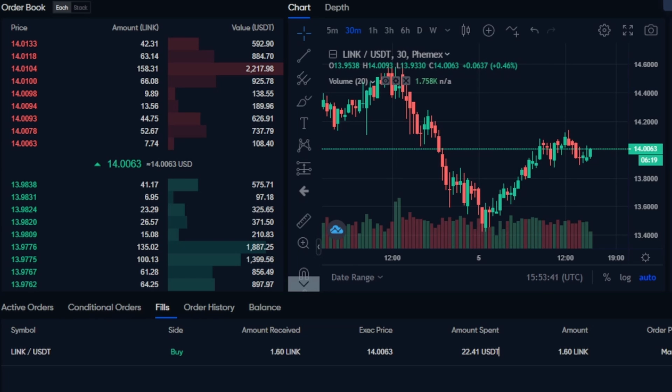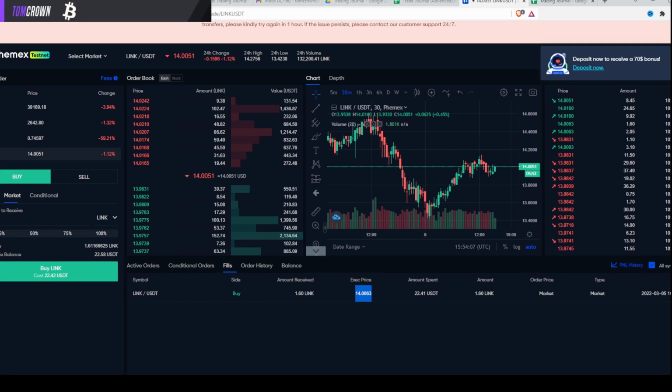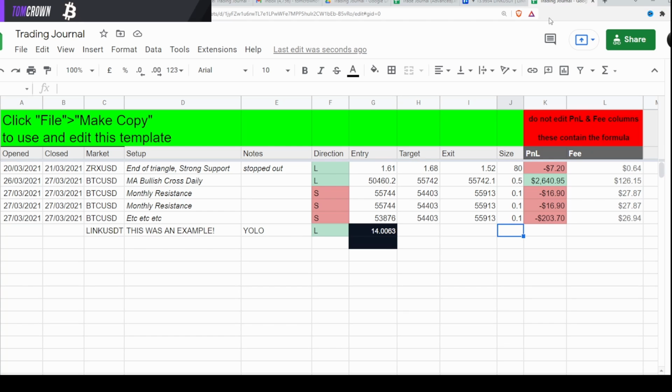And what we're going to do then is go back to our trading journal and put in the date. We're going to put in the market, Link USDT. Setup, this was an example. Notes, YOLO. Direction, we picked market order, we bought, so that's a long. Our entry, execute price, 14. Size, 1.6. We can make up our target, say 15.